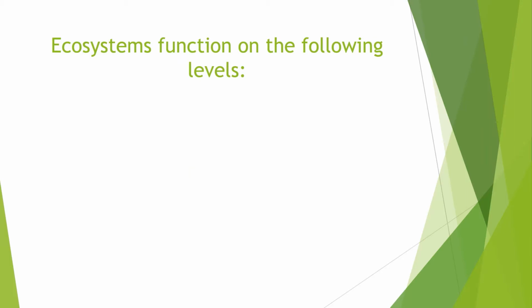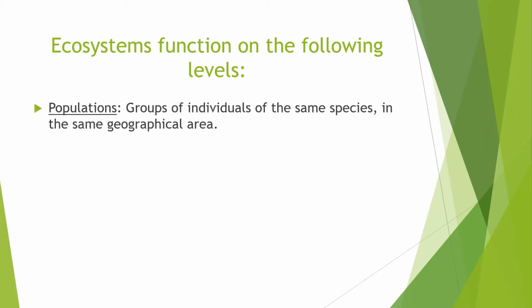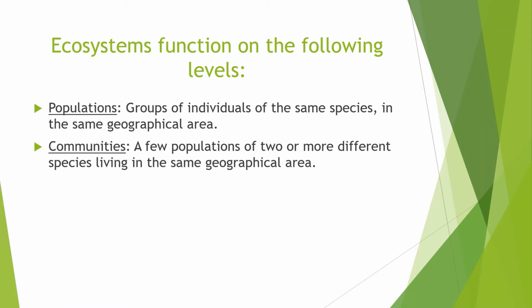Ecosystems function on the following levels. First of all, populations. Populations are groups of individuals of the same species in the same geographical area. Communities. Communities are a few populations of two or more different species living in the same geographical area.